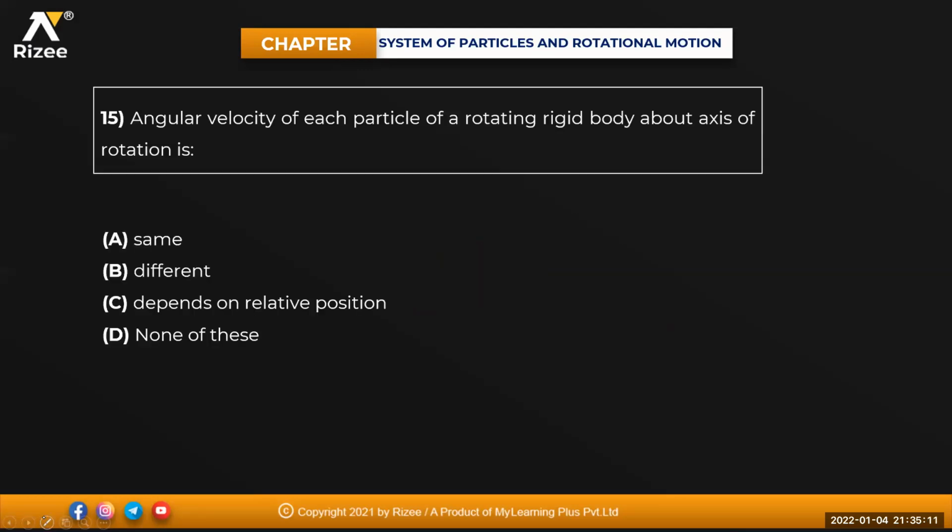So the angular velocity of each particle of a rotating body about an axis of rotation is the same. Same will be the answer.